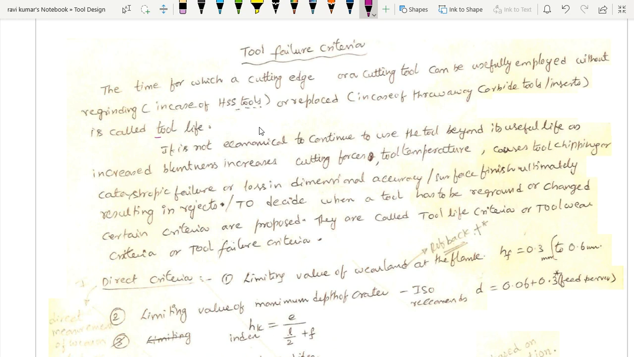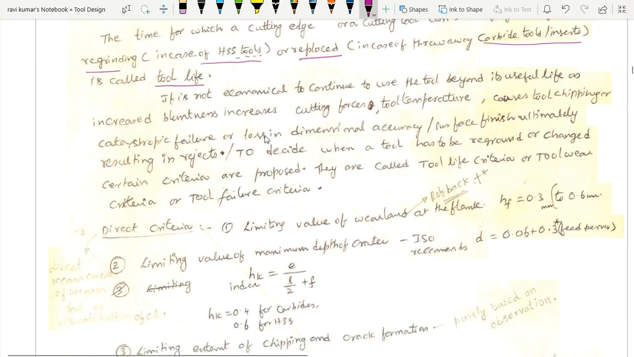When and what can be the tool life? If it is a tool which can be reground, such as an HSS tool, the time between two regrindings I call the tool life. Or when I have a cutting tool made up of carbide tips or inserts, the time between two replacements, that I call tool failure or tool life, right?